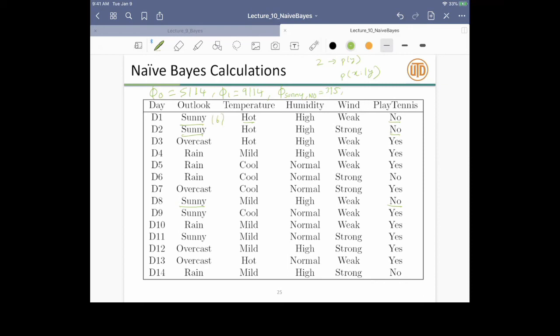Similarly, for temperature, what are the number of parameters we have? This is also 6, I believe, right? So there are 6 for temperature, and there are again 6 for humidity. No, so humidity there are only 4, and similarly for wind there are 4, right? So the total number of parameters are going to be 20 plus 2, 22, right? So there are 22 parameters in this naive Bayes model on this data set.